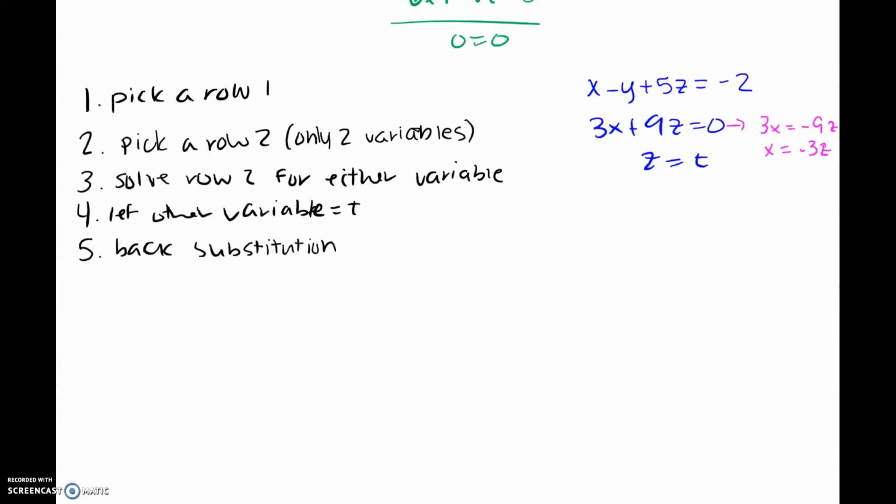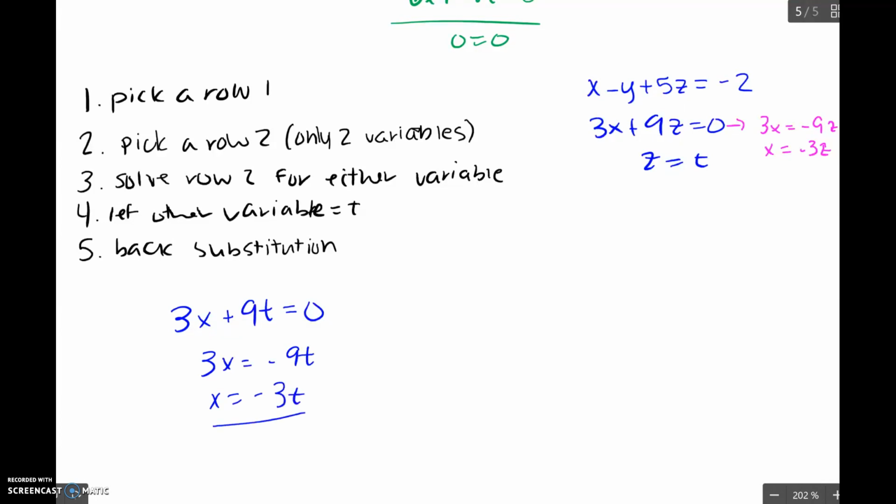Now I'm going to use back substitution to get my x in terms of t and my y in terms of t. If z equals t, then I have 3x plus 9t equals 0. 3x equals negative 9t, x equals negative 3t. So I have my x now. It probably would have been smarter to plug it into the one I'd already solved for, but notice it's the same answer. Then I look at my original top equation. I've back substituted into here, and now I'm going to back substitute into the top equation.